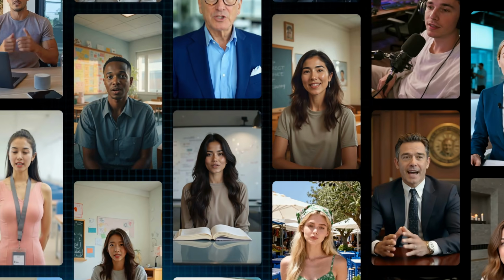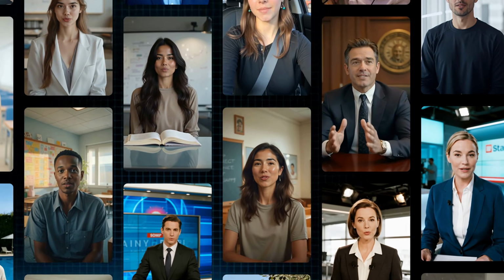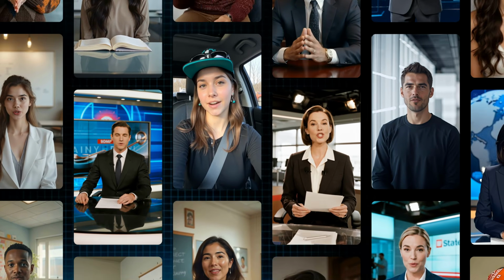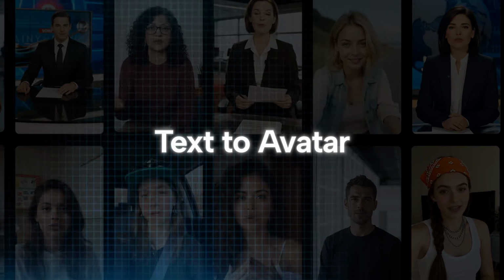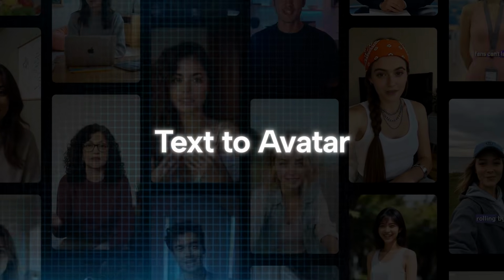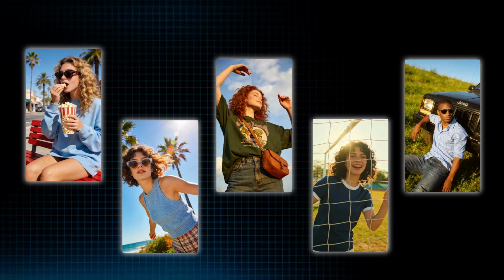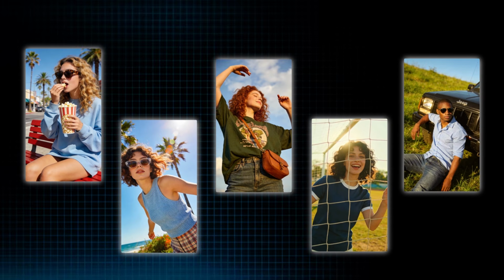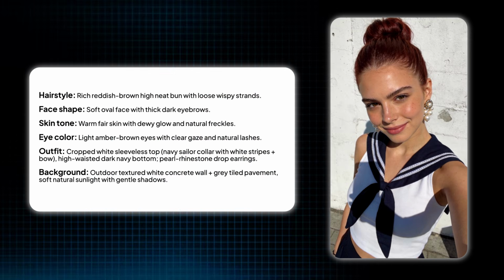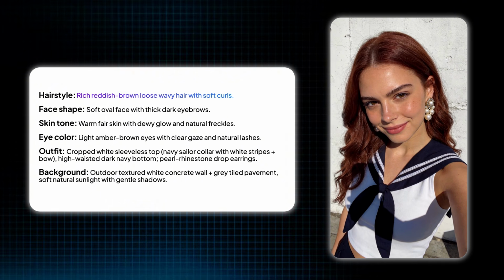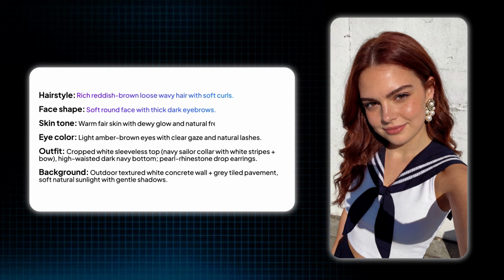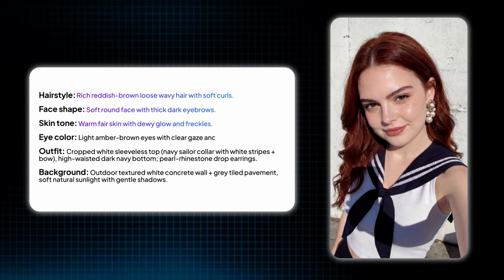Let's get started. If you're starting from zero, step one is designing your AI influencer's visual identity. I highly recommend using the text-to-avatar feature. Your first move here is not just hitting generate, it is about defining the genetic code of your brand. You can control hairstyle, face shape, skin tone, and even iris color or hair texture.